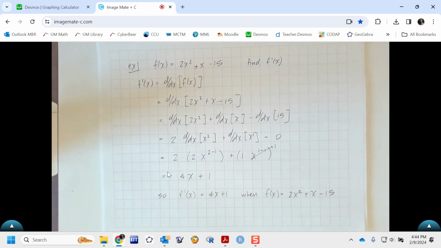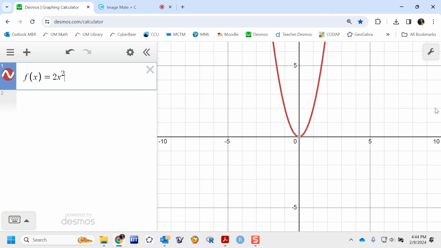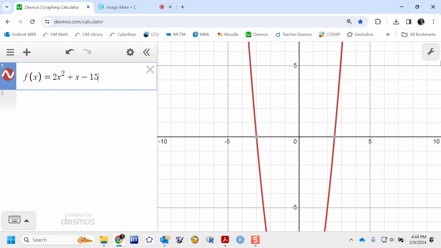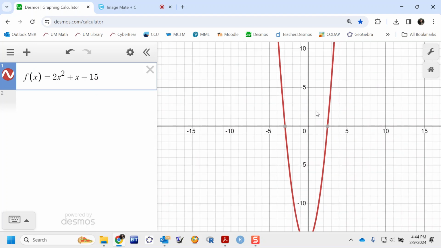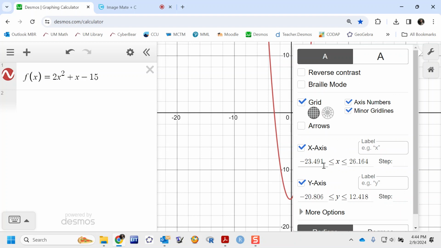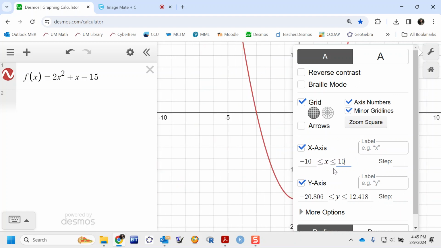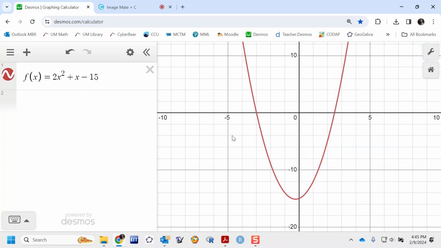I don't know about you, but I like to check it. So let's go ahead and put it into Desmos, 2x squared plus x minus 15. So I'll put it in as f of x equals 2x squared plus x minus 15. All right, it's got a y-intercept of negative 15, so it looks like that. I don't like the y-axis or the x-axis scaling, so I'm going to go from negative 10 to 10 just to get a better picture. Okay, classic parabola, right?